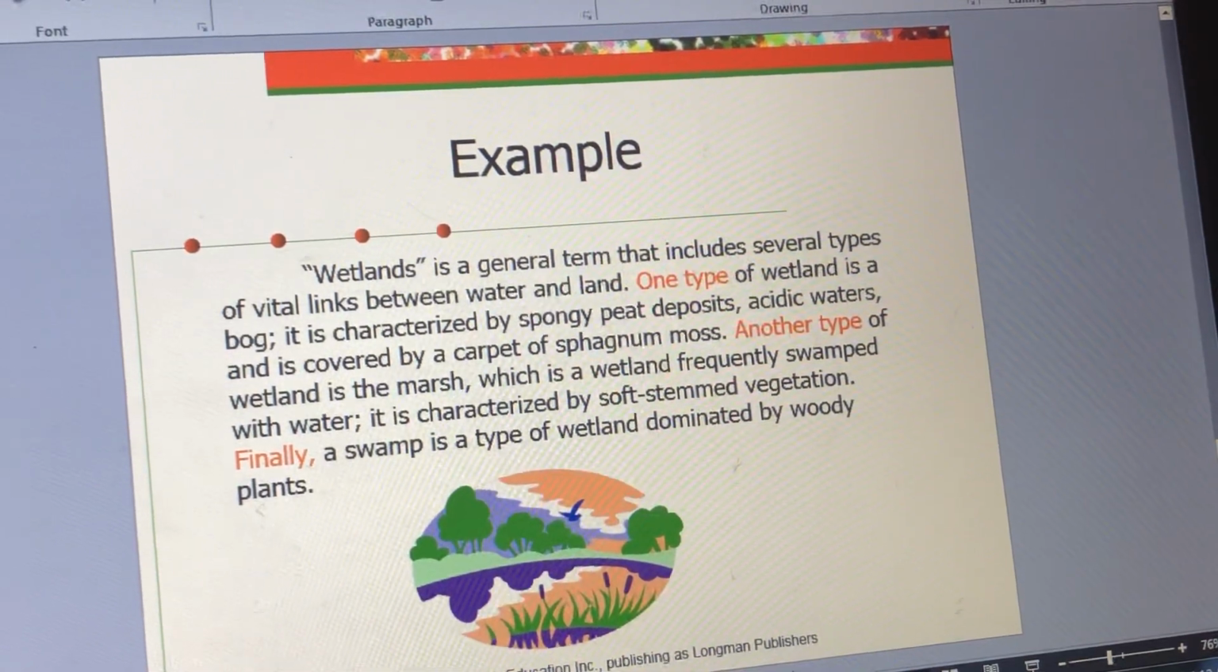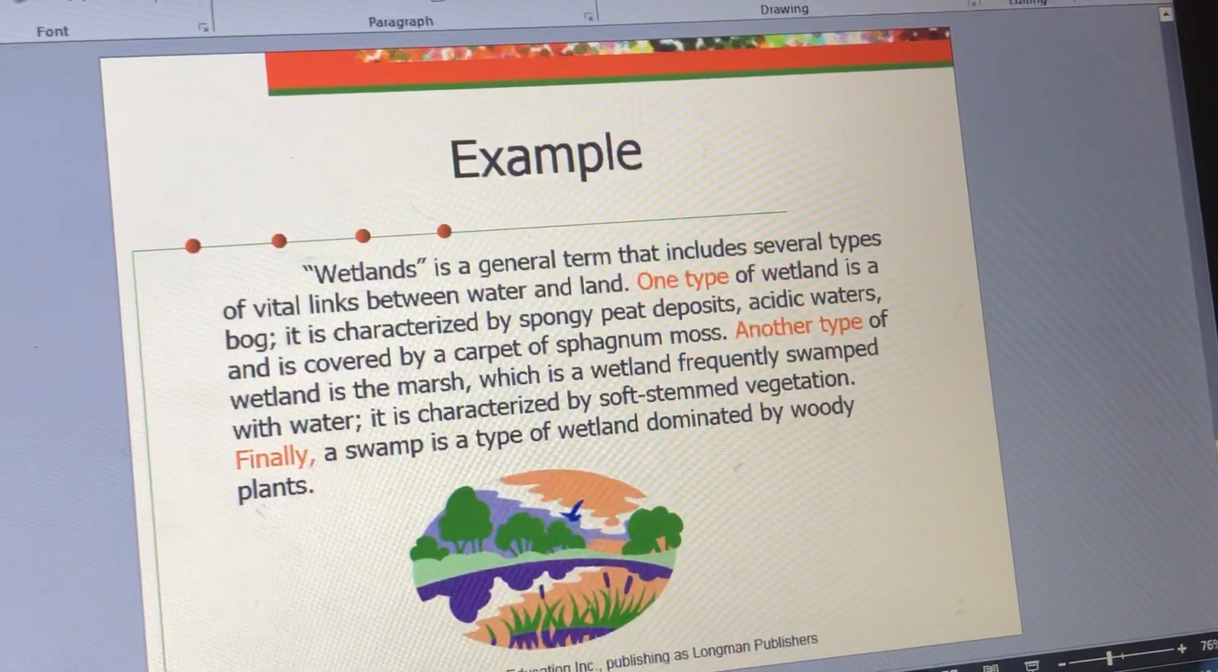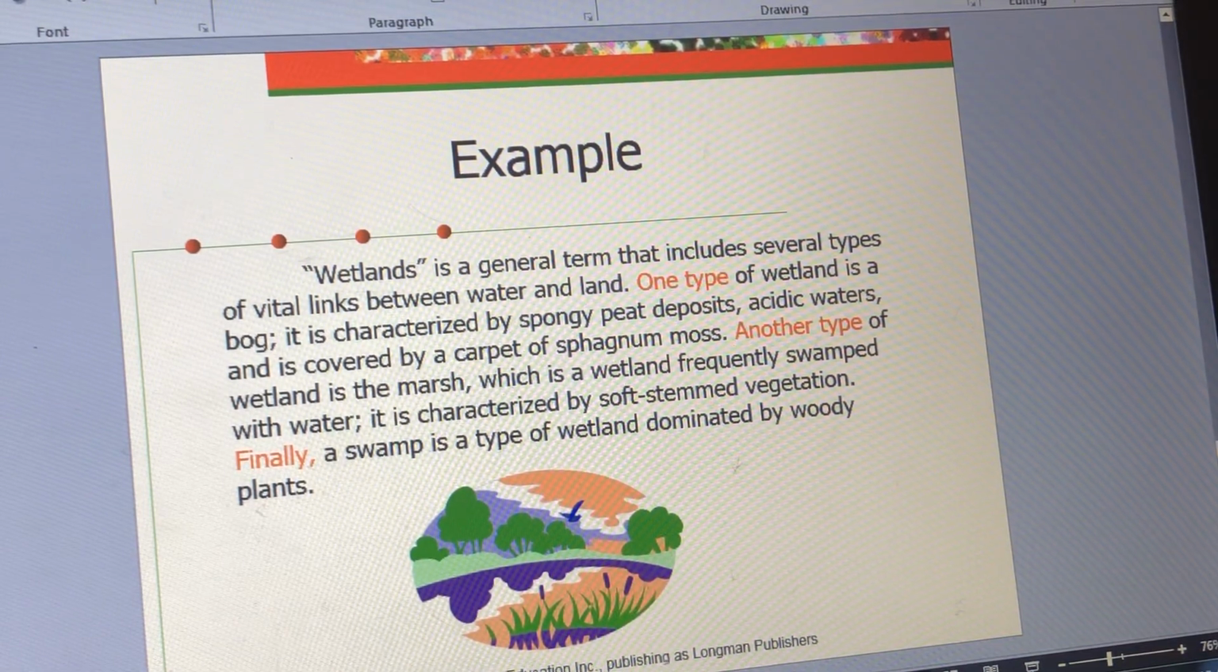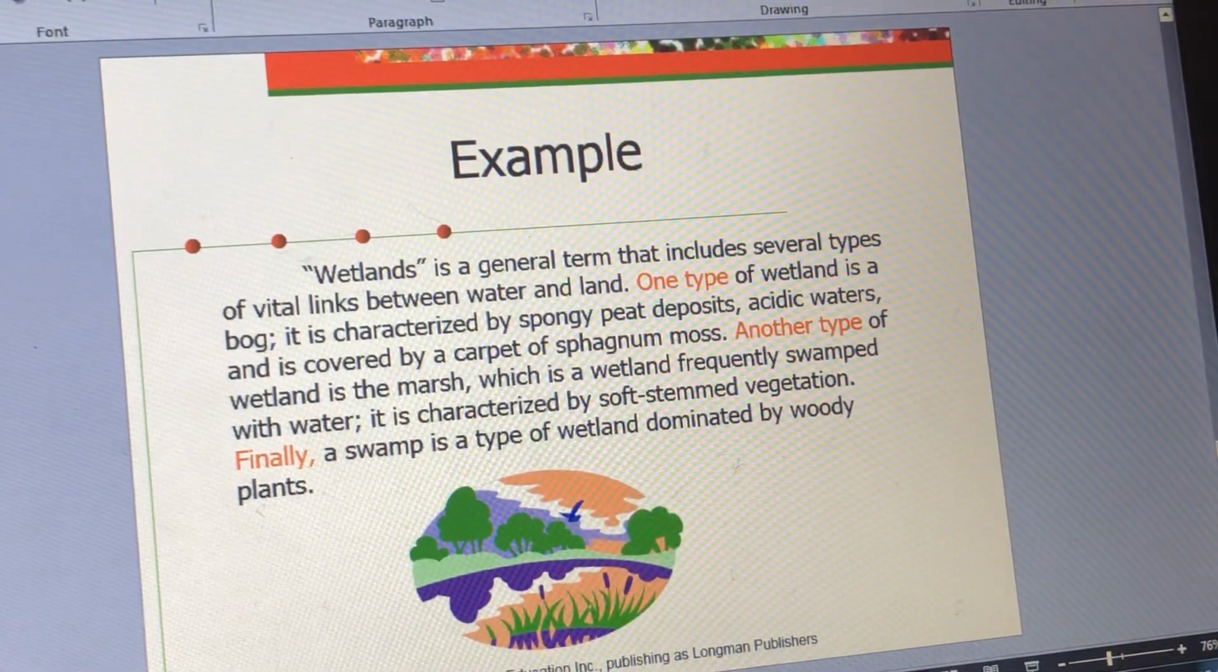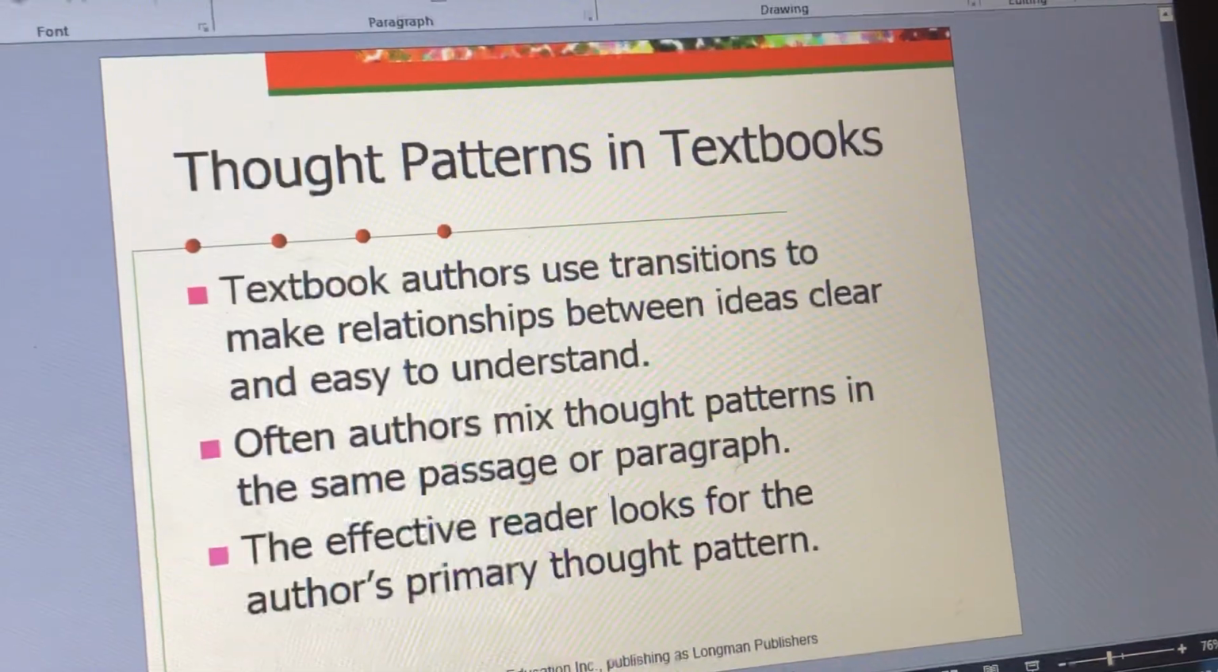Okay, and then the definition is a minor supporting point beneath those 3 points that tells me exactly what that is. So if I'm reading this as a textbook, I can take those transitions and easily break it down. Wetlands: bog, marsh, swamp, and then underneath each one of those, I've got the subpoint that tells me what it is. I know what the author's trying to tell me and why he's giving me that information, and I can process that pretty easily.